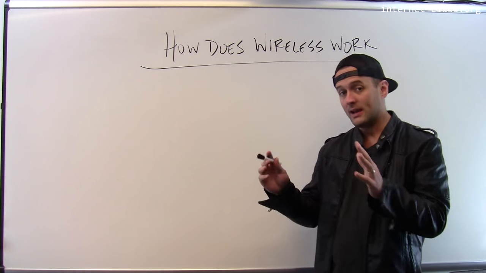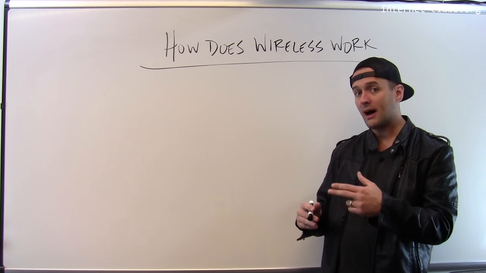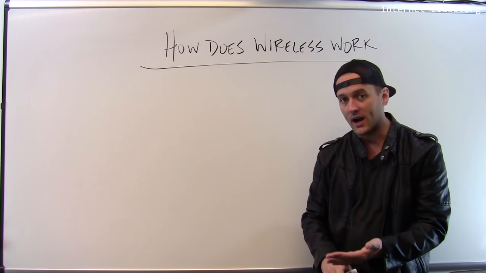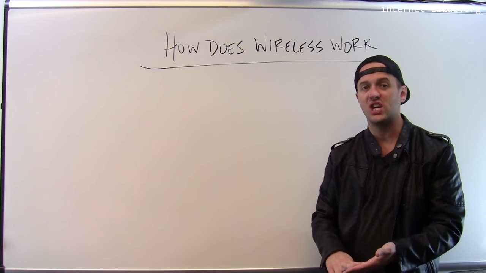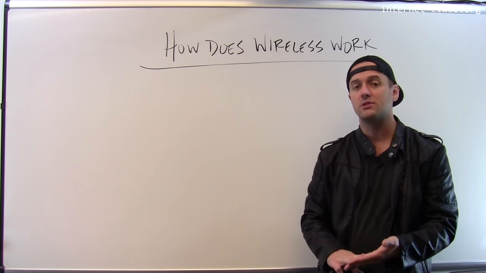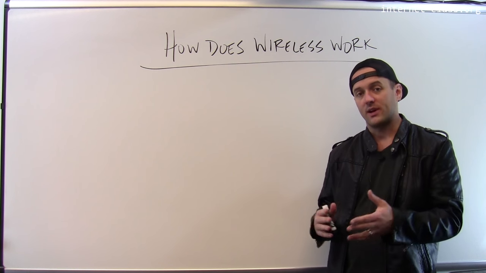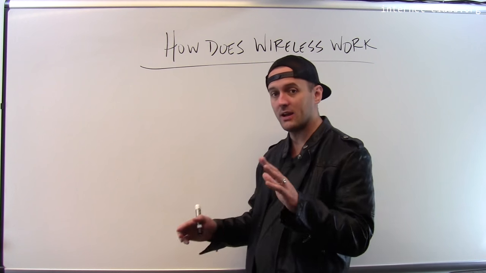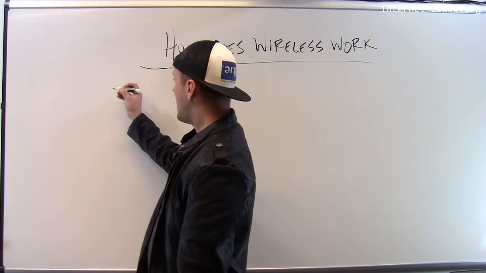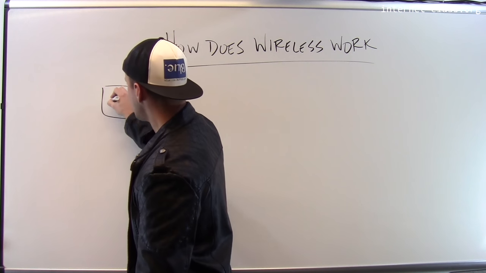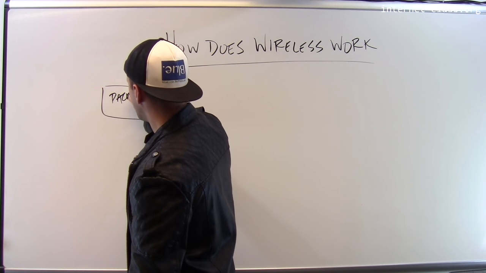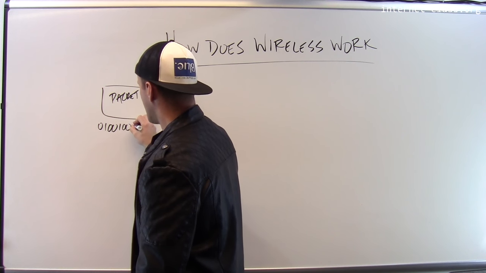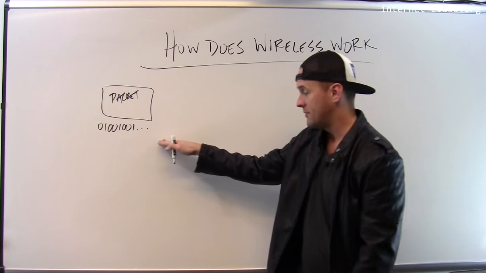The basics apply also to a number of different wireless technologies, whether we're talking about Wi-Fi, 3G or LTE, or Bluetooth. All of these technologies fundamentally operate in a similar, if not identical, fashion. And what's the challenge? The challenge is I have a packet of data. That packet is a series of zeros and ones. It's binary data. It's a series of bits.